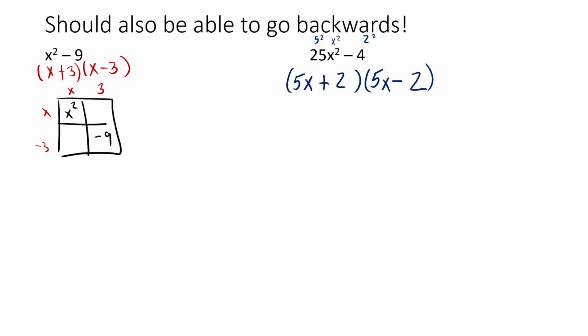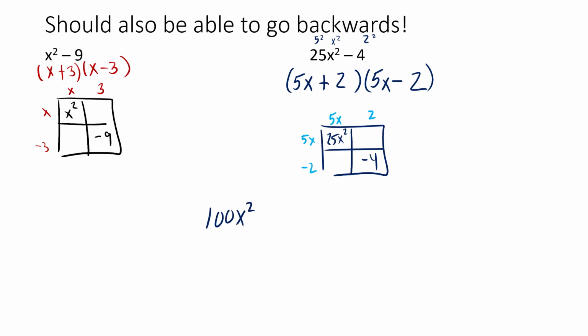You might want to rewind the video, just kind of think through that again. Or you could set up your area and just put in the 25x squared and the -4, and that might give you a little bit of visual grounding to say, okay, well, what could have been multiplied here? This could have been 5 times 5 and x times x and 2 and -2. So I'll just throw one out here just for funsies. We'll do 100x squared minus 9. Okay, and just pause the video, think for a second.